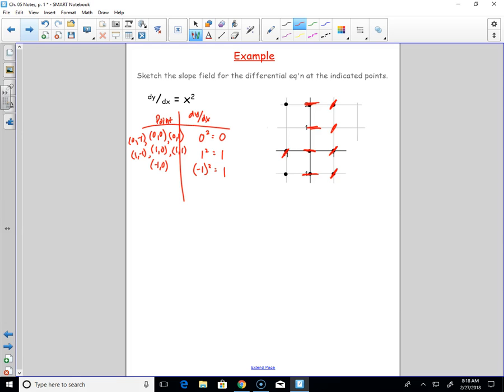Every single whole number. Don't go fractions. So, what points do I see? I see 0, 0; 1, 0; 2, 0; 1, 1; 1, 2; 2, 1; 2, 2. Make a table with your points and with your derivatives.